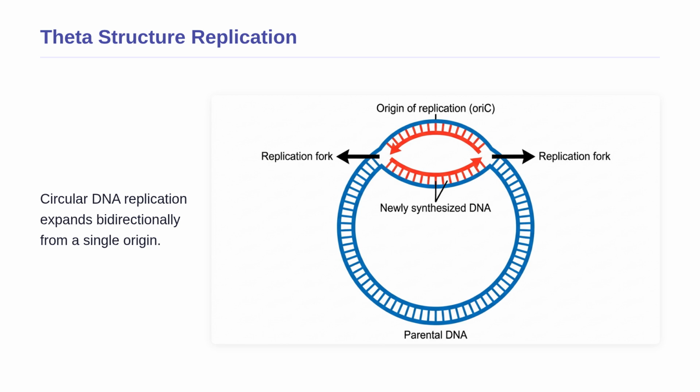Inside this bubble, the red lines represent the newly synthesized DNA strands. Notice the two black arrows pointing in opposite directions, away from the origin. These represent the two replication forks moving bidirectionally. As time passes, these forks will continue to travel around the entire blue circle until they meet at the bottom, resulting in two complete, separate circular genomes.